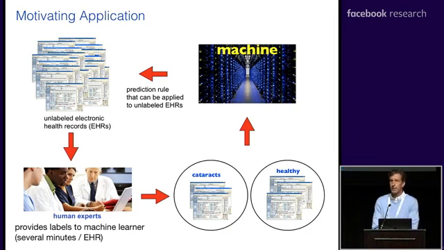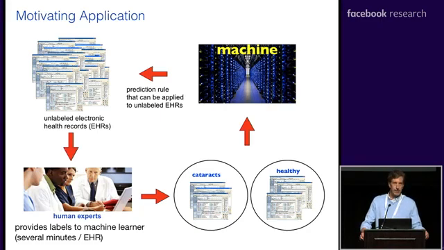So let me explain this idea with a motivating application. This is something that I've worked on a bit with people in health and medicine. They're interested in developing machine learning systems that can predict disease outcomes from electronic health records. And this closed loop, human in the loop, active learning process looks something like this. We have a large database of unlabeled electronic health records. We have a team or an individual human expert who provides labels to a machine learner.